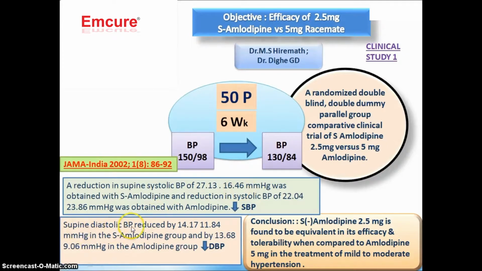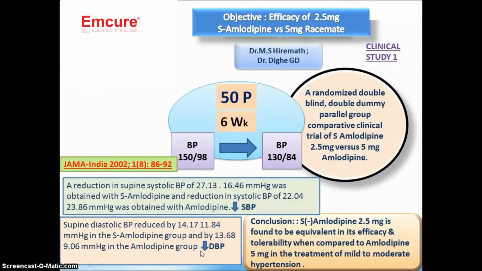While supine diastolic blood pressure reduced from 14.17 to 11.84 millimeters of mercury in the S-amlodipine group, and from 13.68 to 9.06 millimeters of mercury in the amlodipine group. So there was a reduction in the diastolic blood pressure at half the dose.